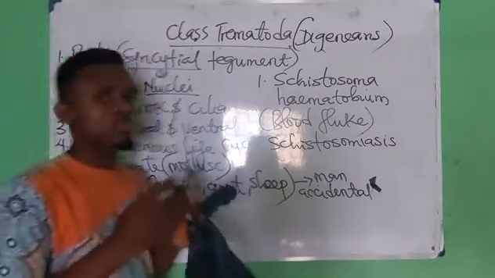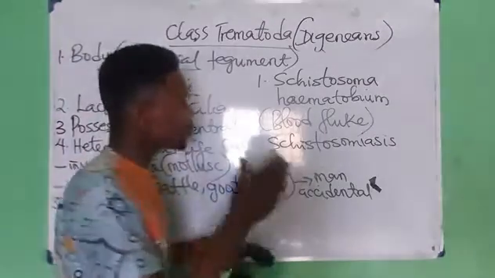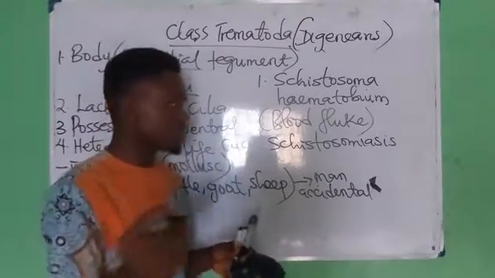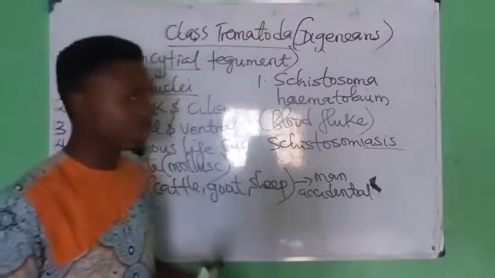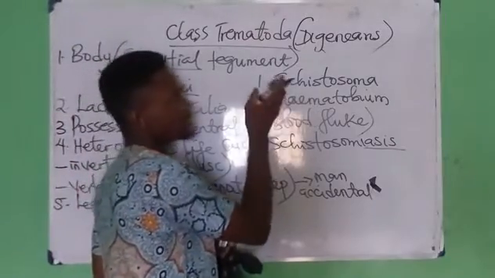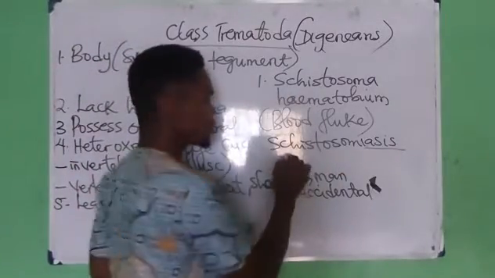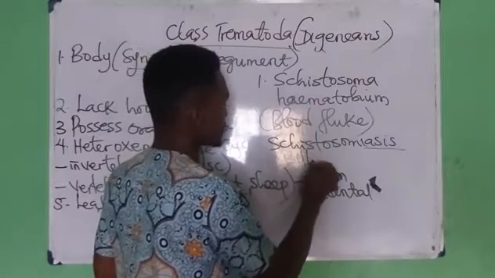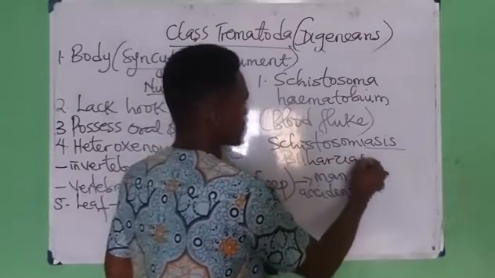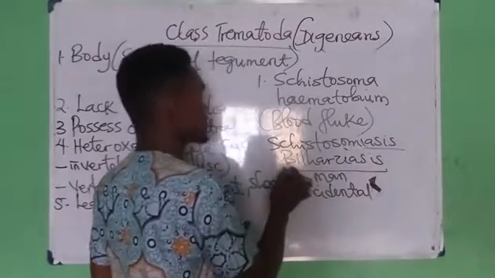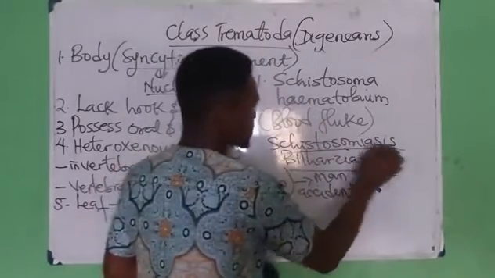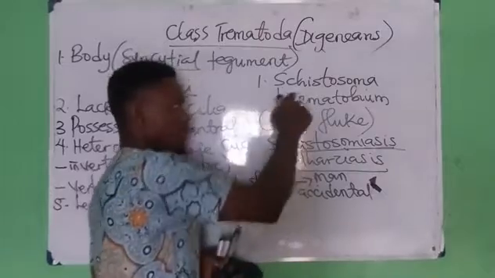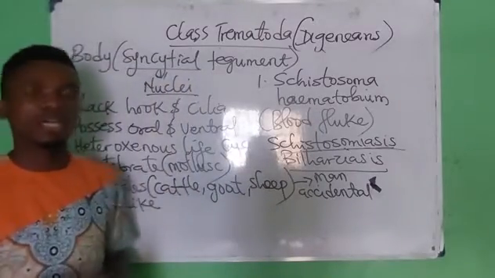Schistosomiasis, alright, Schistosoma hematobium and schistosomiasis. This word miasis connotes what? Disease. Alright. This organism called Schistosoma also causes bilharziasis. Bilharziasis is caused by Schistosoma. Schistosomiasis is also caused by the same Schistosoma hematobium.